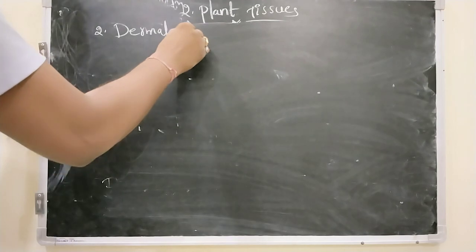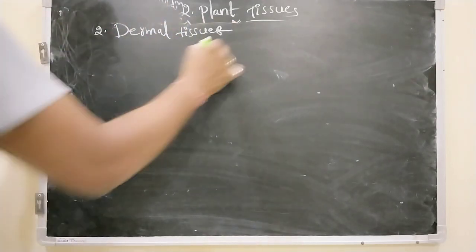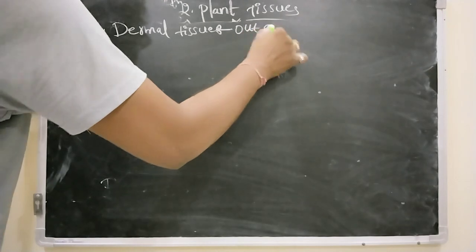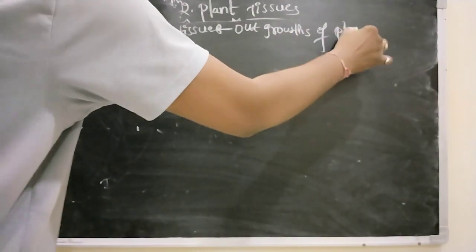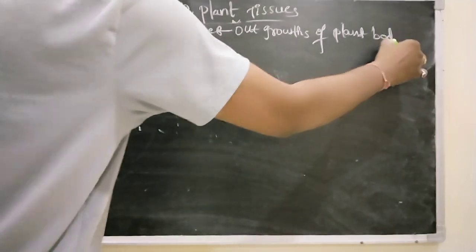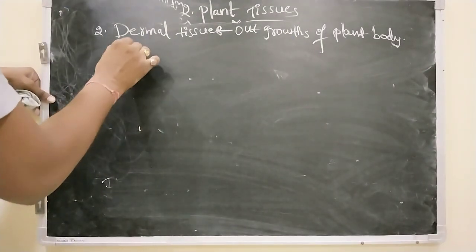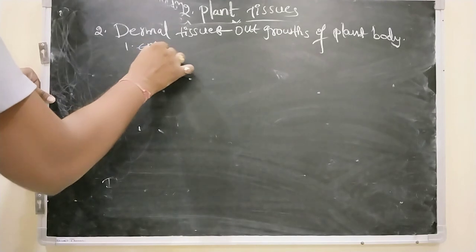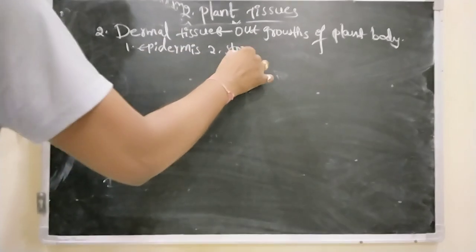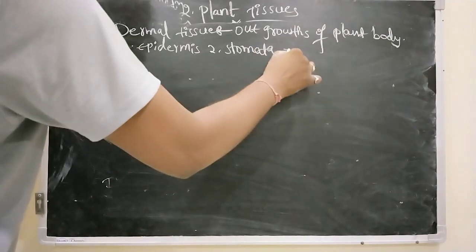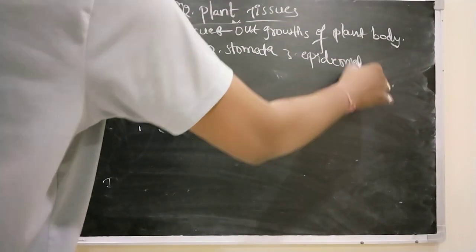Dermal tissue. Firstly, what is dermal tissue? The tissue that forms the outgrowths of the plant body and gives protection is called dermal tissue. This dermal tissue mainly consists of epidermis, and the epidermis consists of stomata and epidermal hair.